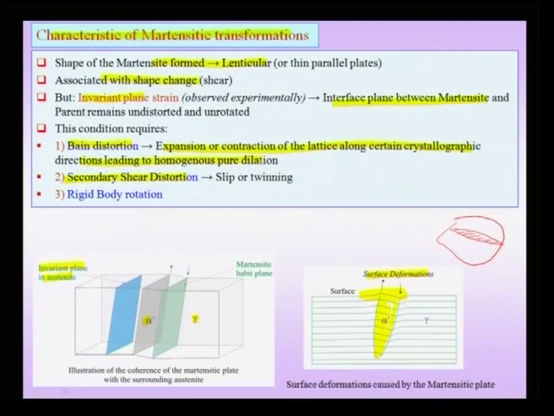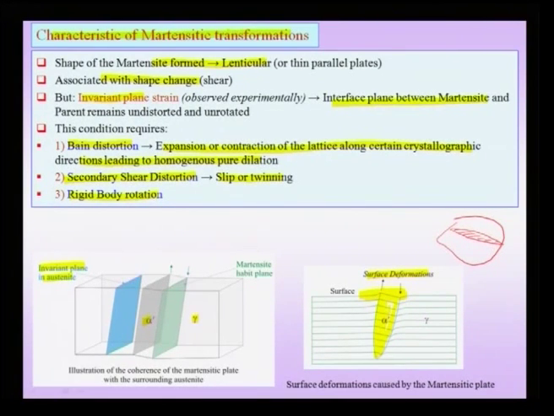Now, to keep an invariant plane, a certain secondary shear distortion is involved, and this for instance has to be accommodated by either slip or twinning. Further, there is a need for a rigid body rotation, which we shall not talk about in the coming slides. So, let us summarize this slide before we see how this Bain distortion takes place, how the secondary shear distortion takes place, or why there is a need for the secondary shear distortion to keep the invariant plane, all these things.